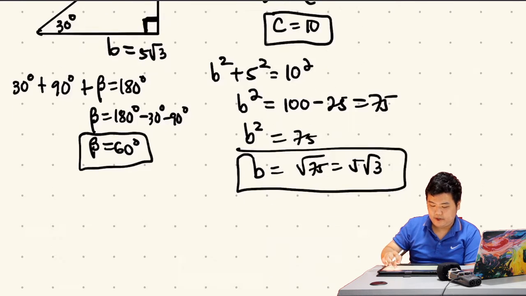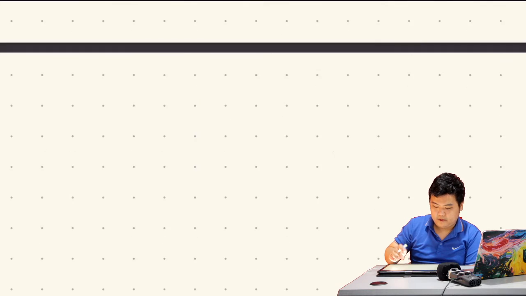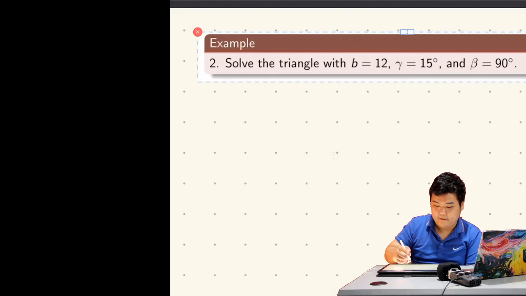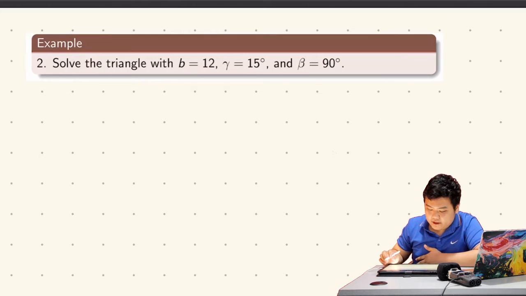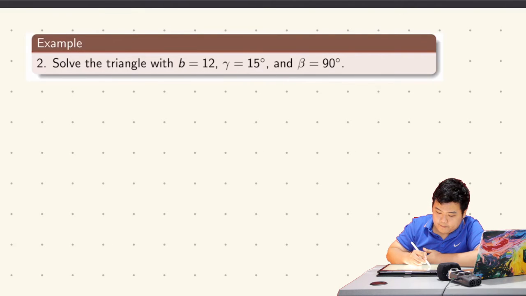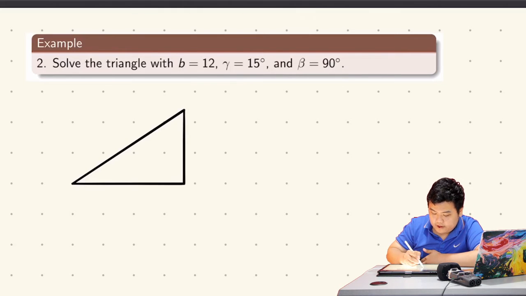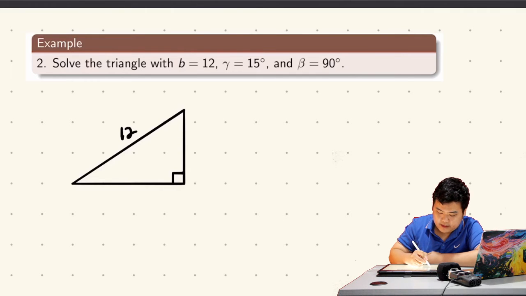Okay, so next example. Okay, so let us solve this triangle. So, kailangan madrawing muna natin yung triangle, no? So, this is a right triangle kasi may angle ka na 90. So, this is 90 degrees. Ito yung beta. Yung katapat niya ay si B, 12. And gamma is 15. Let's say this is gamma.